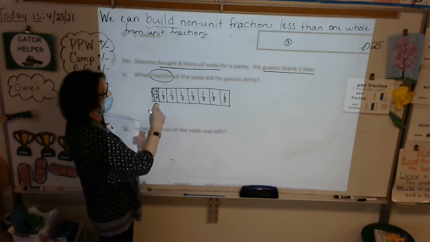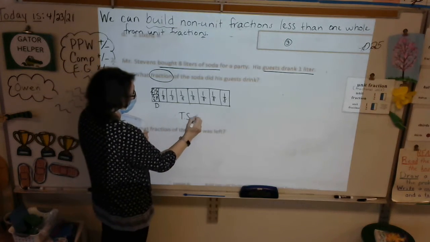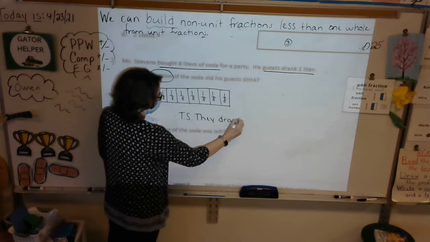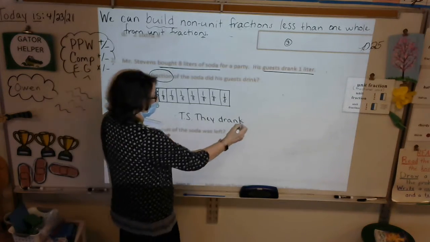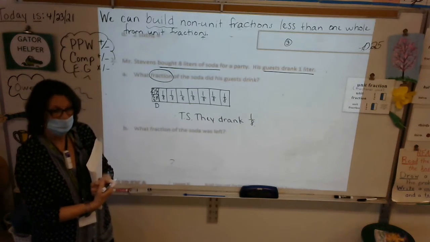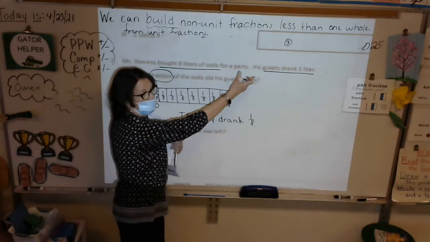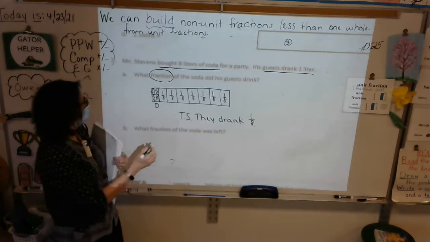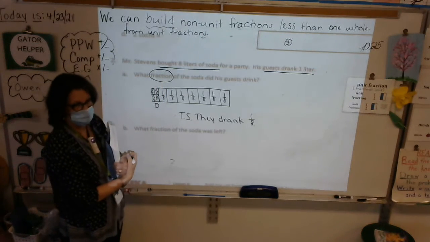Okay, now it asks us, what fraction of the soda did his guests drink? Let's write our TS. They drank... We need a fraction. What did they drink? They drank 1. No, that's not a fraction. They drank 1/8. That's what a lot of you say. You say, well, they drank 1 liter, but they told us that, right? They want us to convert that into a fraction. That's why we circled this. We need to say what fraction of the soda did his guests drink.